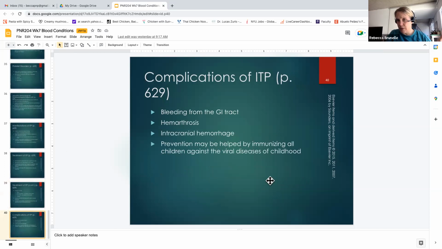So, obviously, you guys are very right, you need platelets to clot. So your complications from ITP are all going to be related to bleeding: from the GI tract, hemarthrosis, which is bleeding into your joints, and intracranial hemorrhage. And just as a side note, if kids are fully immunized, they're less likely to develop ITP because it usually follows a viral illness. Okay. Does anyone have any questions about that?